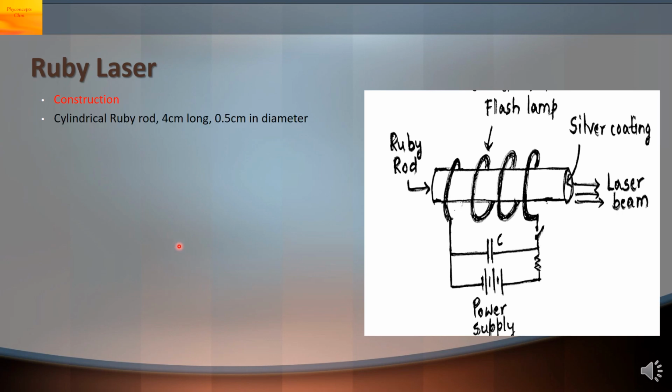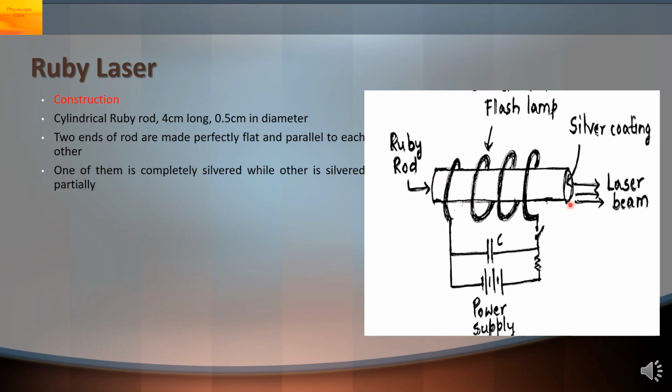Construction. There is a cylindrical ruby rod 4 cm long and 0.5 cm in diameter. The two ends of the rod are made perfectly flat and parallel to each other. One end is completely silvered while the other is silvered partially. Hence, this crystal itself acts as a resonant cavity.